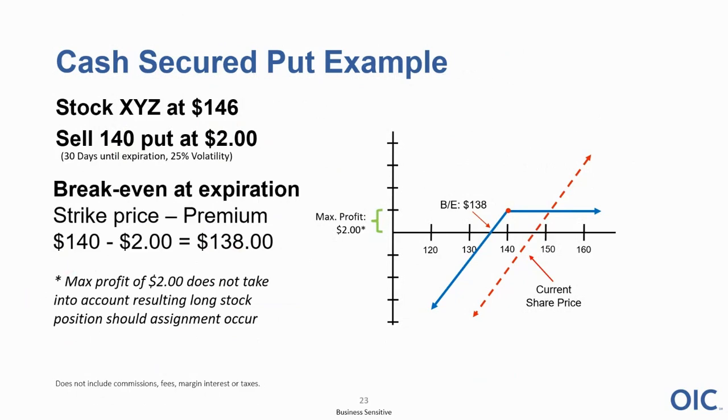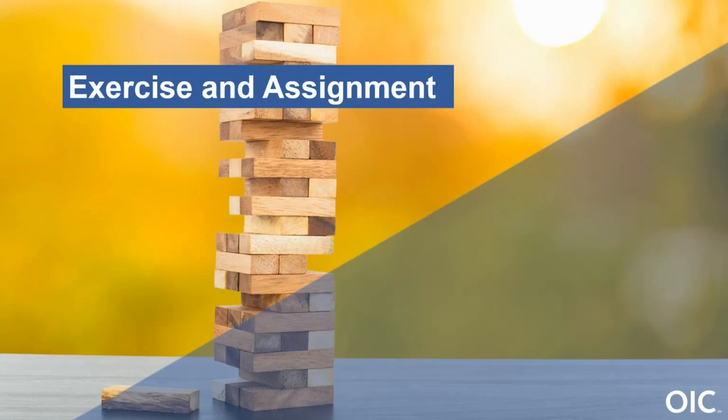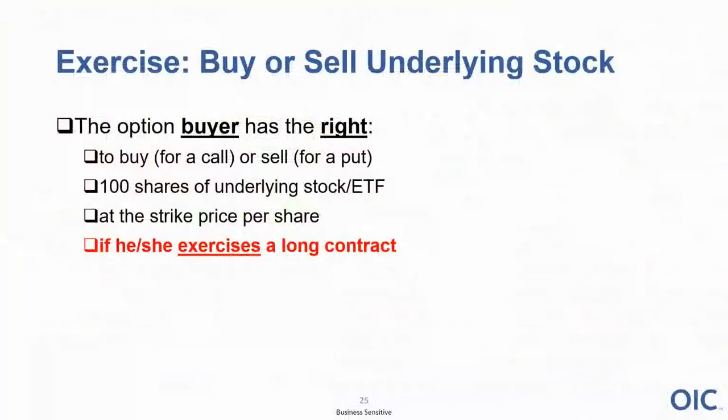advantage of that. Now, the way that everybody takes advantage of those rights and obligations is through the exercise and assignment process. Remember, the buyer has the right to buy stock for a call or sell for a put at the strike price within that expiration time frame, if and only if he or she exercises that contract.